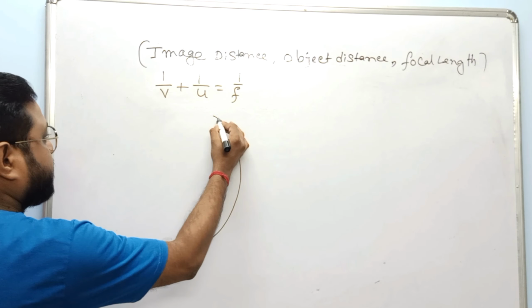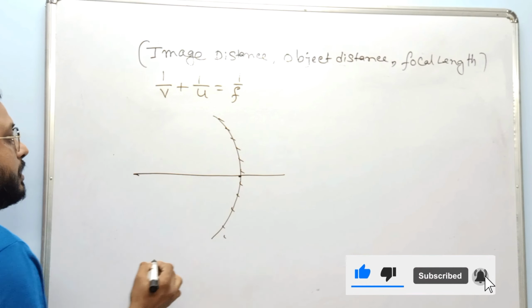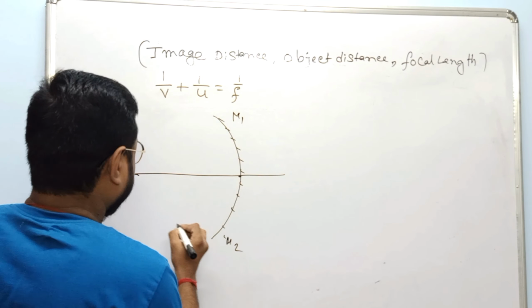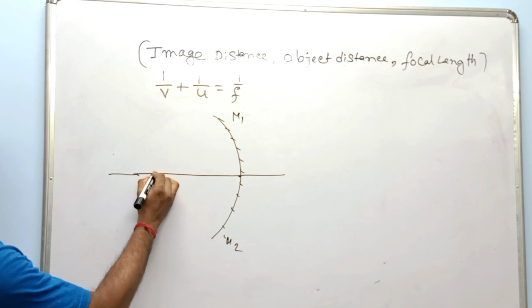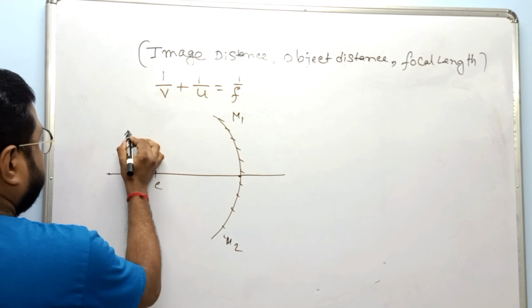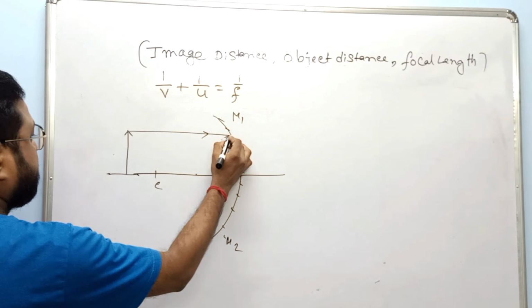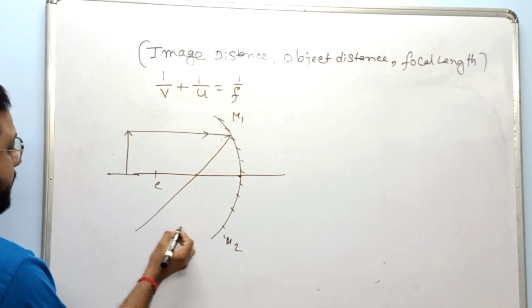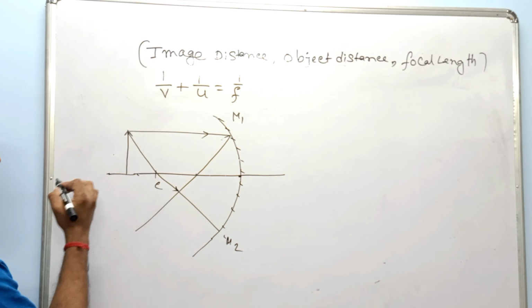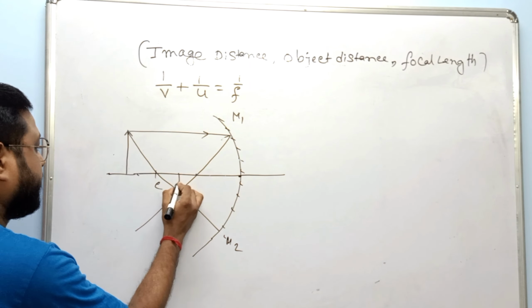Suppose this is a concave mirror M1 M2, and between C and infinity an object is placed. So a ray is incident parallel to the principal axis, passing through the principal focus point, and another ray which just passes through the center of curvature is reflected back along the same path, and an image is formed.